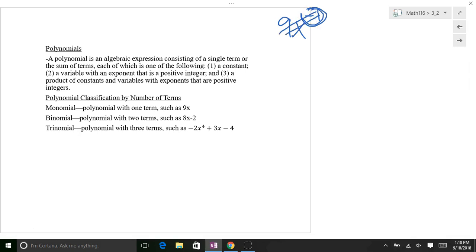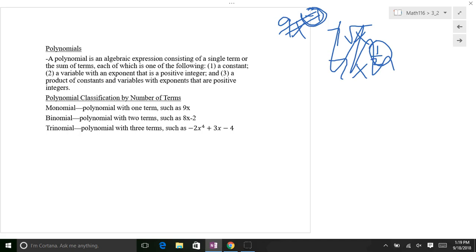Okay, here's another one. The square root, let's say 7 square root of x. That is not a polynomial, because if you think about it, x to the 1/2 is the square root of x. So again, you've got to have a positive integer up there. Okay, so the 9x down here, that one's a polynomial. The 8x minus 2 right there, that's a polynomial. And negative 2x to the 4th plus 3x minus 4, again, all polynomials.